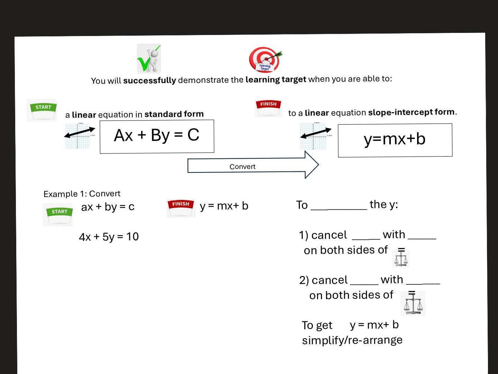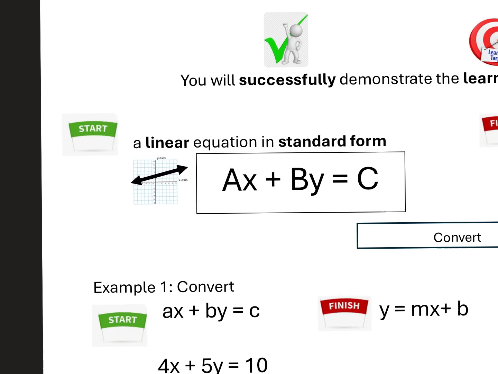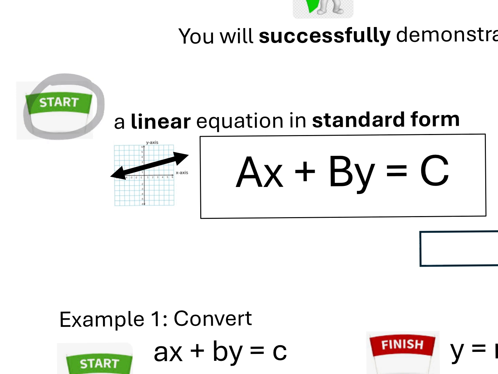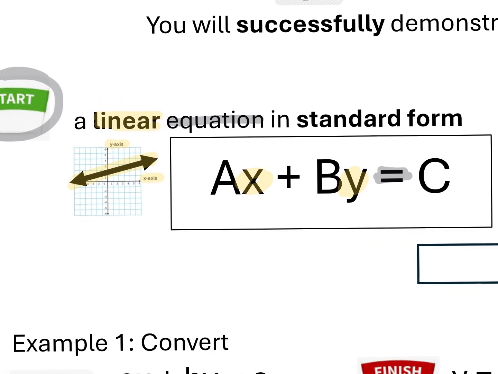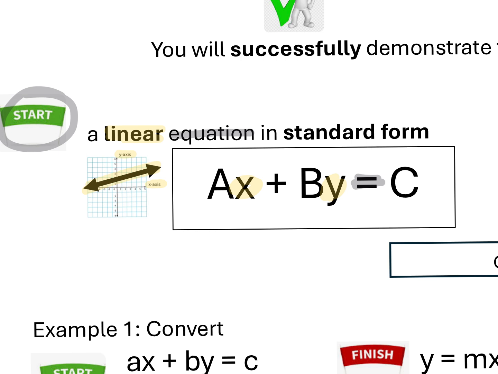Hi mathematicians, in this video I'm going to show you how to start with an equation, and this equation represents a line, which is why it's a linear equation. The reason I know that is because it has this x and y variable which corresponds to the x and y axis that we would need in order to graph that line. And it's in standard form when it's in this format right here.